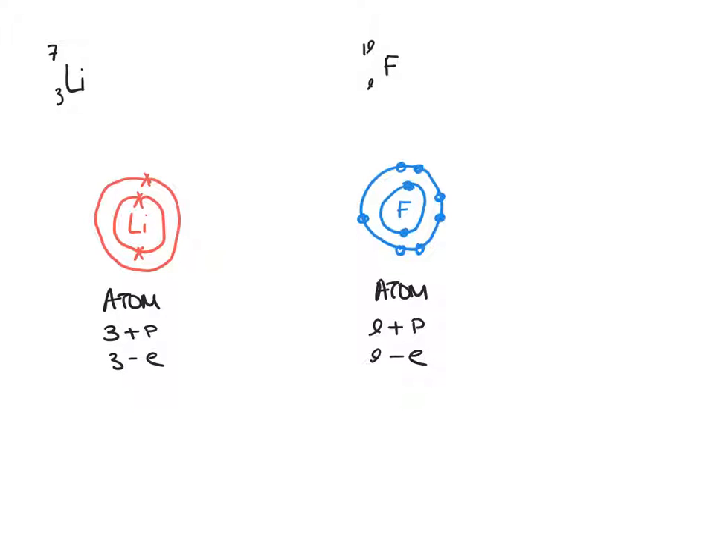So overall, for both of these atoms, if you take the positives and the negatives and you cancel these out, so every positive cancels out a negative, every proton cancels out an electron, then because you've got 3 of each, overall your atom would have no charge and it would be neutral, and that's why we call it an atom. And the same on this side, if you got 9 of each, they would cancel each other out, your charge is neutral, so this is also an atom.